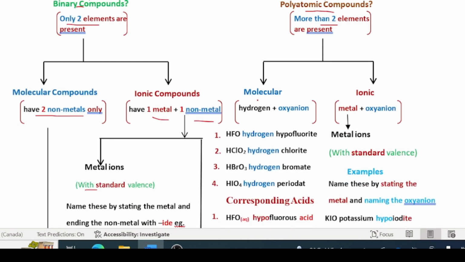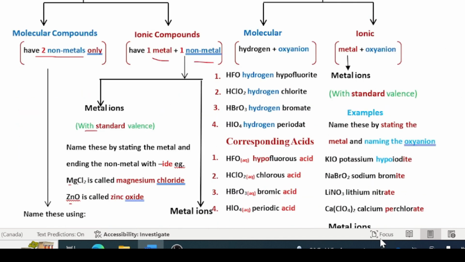Polyatomic compounds now. You'll have to decide if it's molecular or ionic. If they're molecular, they do not have any metal inside. Let's say you see something like this. Only when you dissolve these in water, they form the corresponding acid. But how do you name this? You will have to name it as hydrogen hypofluorite. FO3 is fluorate. FO2 is fluorite. One less becomes hypofluorite.